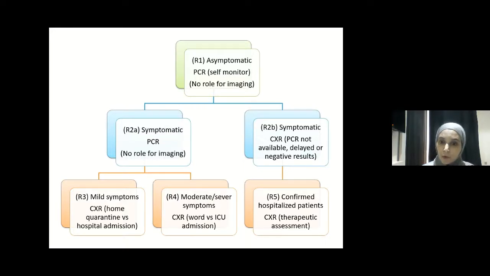Recommendations number 3, 4, and 5 are based on the patient's symptoms, and it's important whether to send the patient for home quarantine versus admit the patient to the hospital in case of mild symptoms, or in recommendation number 4, differentiating the patient symptom severity to keep them in the ward or send them to the ICU for better and higher care. And in recommendation number 5, imaging is important in therapeutic assessment while following the disease course during hospitalization.